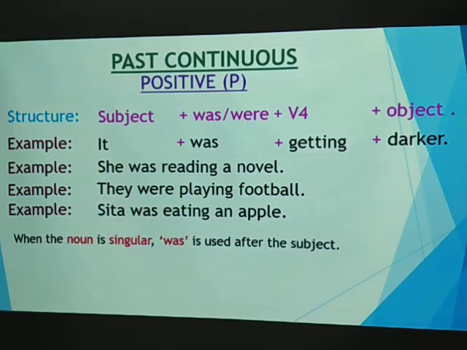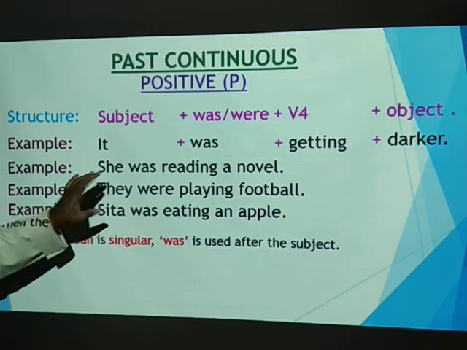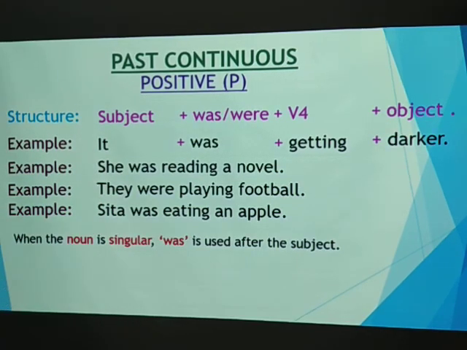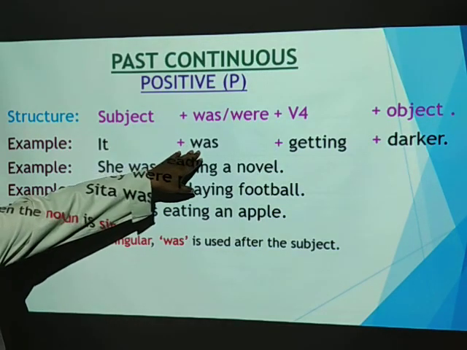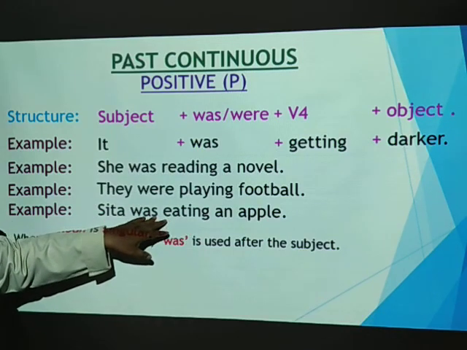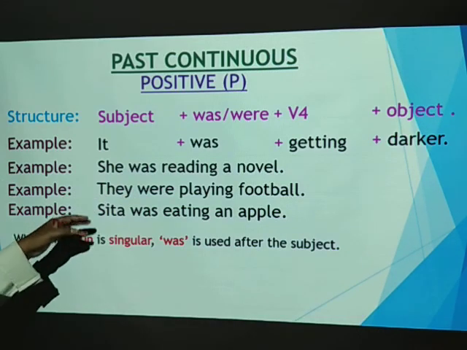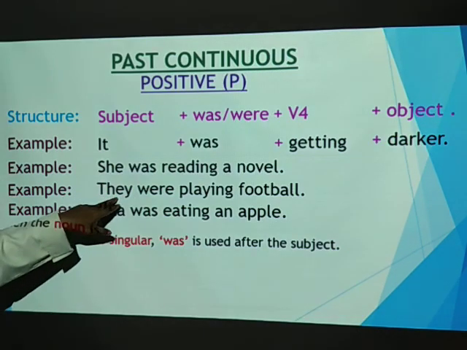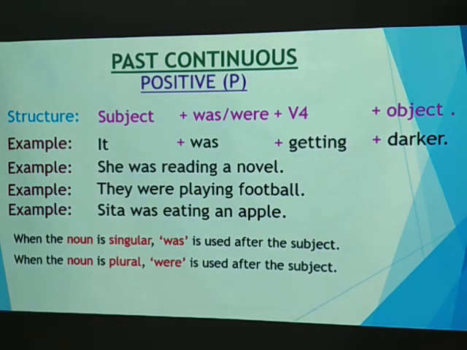Now, some of the general rules. When the noun is singular, was is used after the subject. Of these examples, three are singular in form. The subjects are singular representations. So with these we have was. The only plural subject that we have in these four examples is they. For this we use were. So this is the second rule: when the noun is plural, were is used after the subject, were, they.